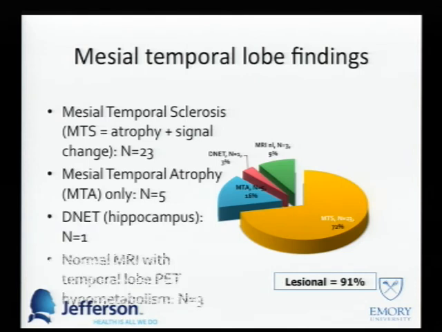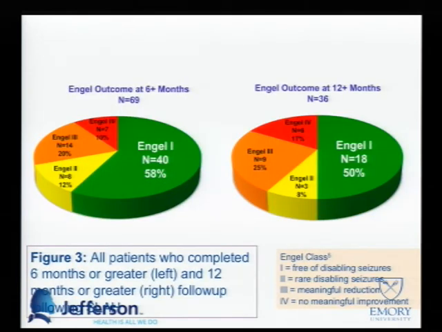So in this group, we had 69 patients complete a 6-month outcome. This was in December of 2013, and 36 patients had completed over 12 months, with some patients covering a 2-year outcome. And the Engel 1 outcome at that time was around the 50% rate.